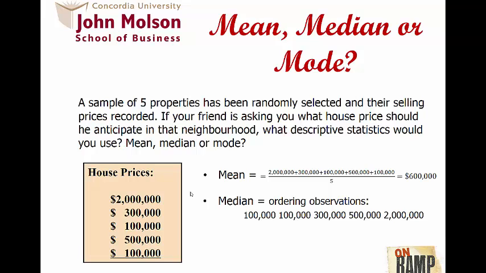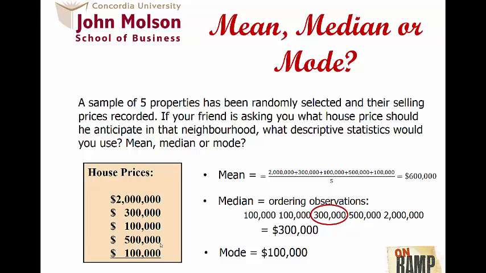The next one is the median. So let us order the numbers and see what would be the median. The element in the middle is 300,000. If I want to follow my formula, it is n plus 1 divided by 2. So 5 plus 1, 6 divided by 2 is 3. So that's the third observation. And the mode is the most frequent observation, 100,000.